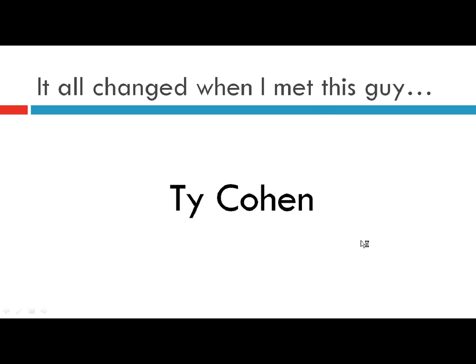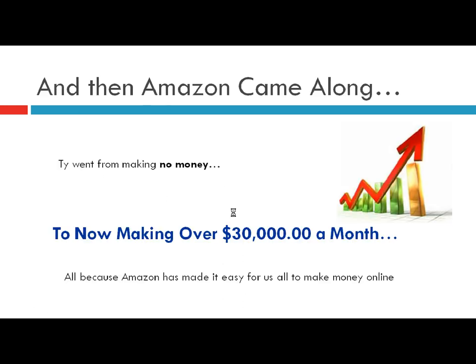So it all changed for me when I met Ty. Before Kindle came along, Ty was making no money on Amazon at all. He hadn't made any money with Amazon whatsoever. Then once Kindle came along, he was able to very quickly build up his account to $30,000 a month.